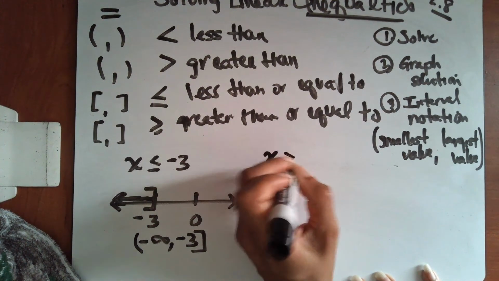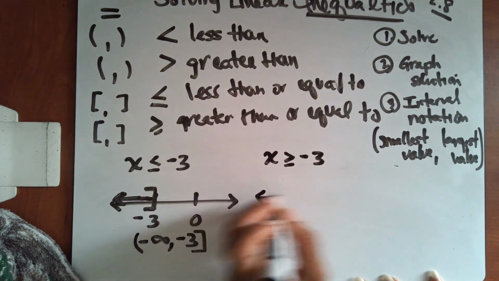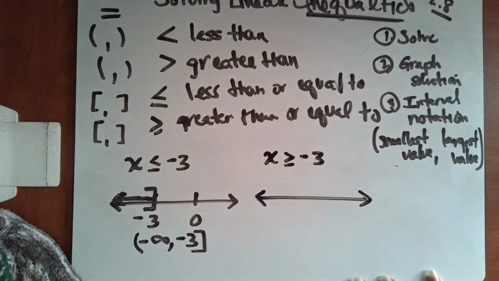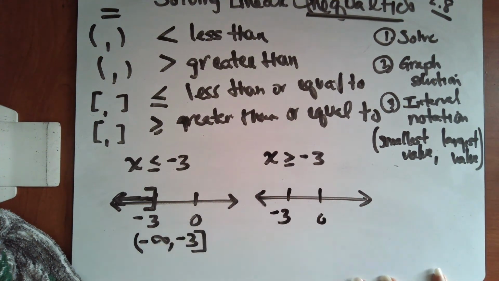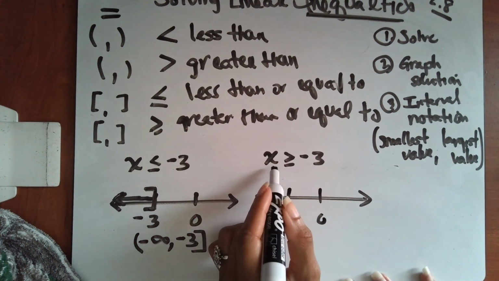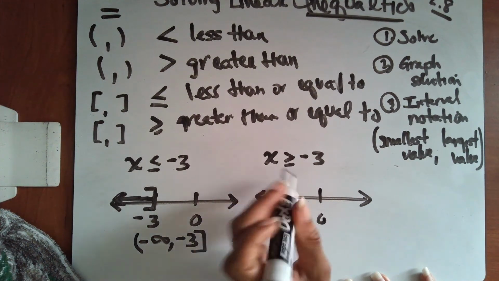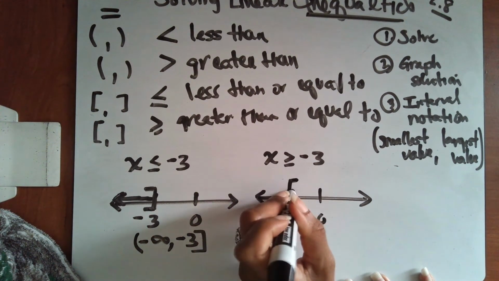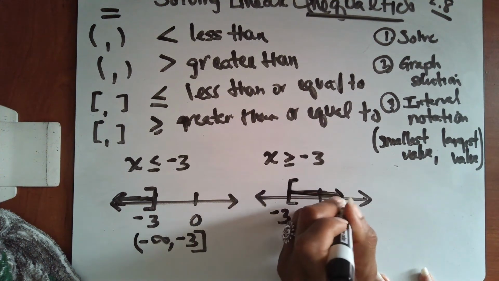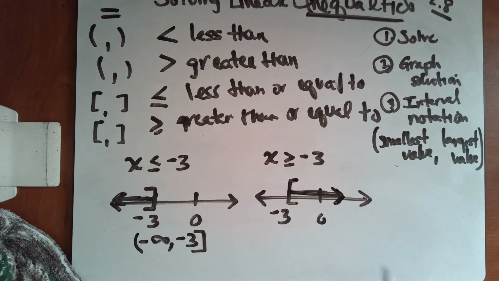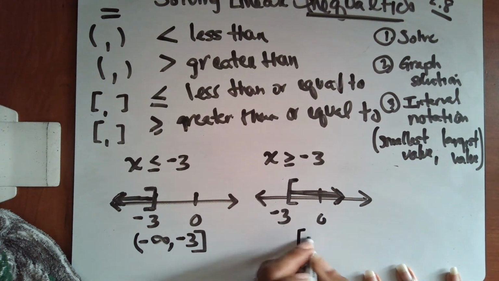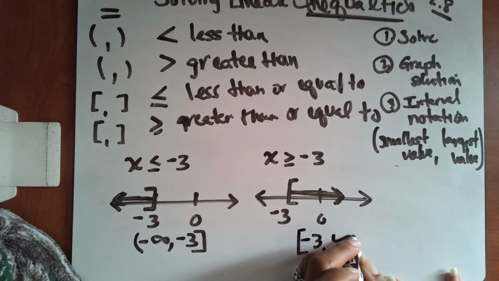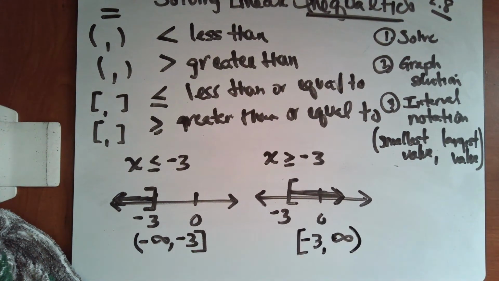Then x is greater than or equal to negative 3. That's solved already, because the x is isolated. So I mark my 0 and mark my value, negative 3. It says x is greater than or equal to negative 3, so I know it's a bracket and it's open to the right, because that's where the numbers are greater than negative 3. My interval notation would be, from the left, the first thing I see is a bracket at negative 3, and my arrow tells me we go to positive infinity.